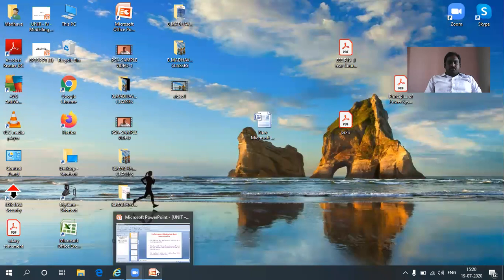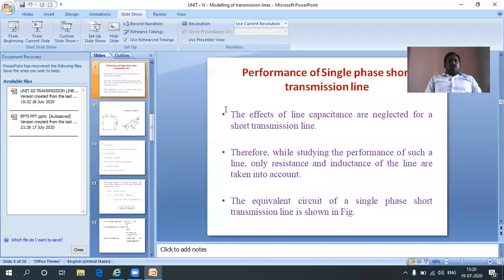Our next concept is performance of single phase short transmission line. See here, in the last class, we already discussed the short transmission line definition.